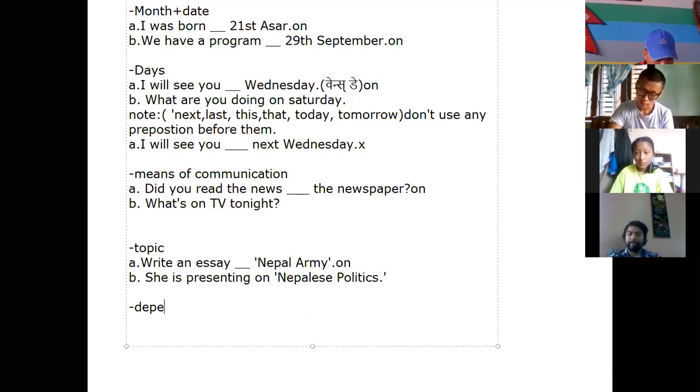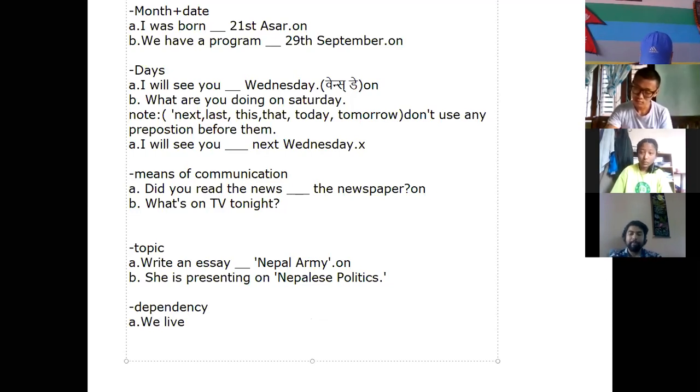So dependency. If you are dependent on something, there is always on. For example, we live dash food. What do we write? We live in food? You have surely studied it in science when you were small. We live dash food, meaning we live on food? No, it means we are dependent on food for our survival. Very good. We live on food.